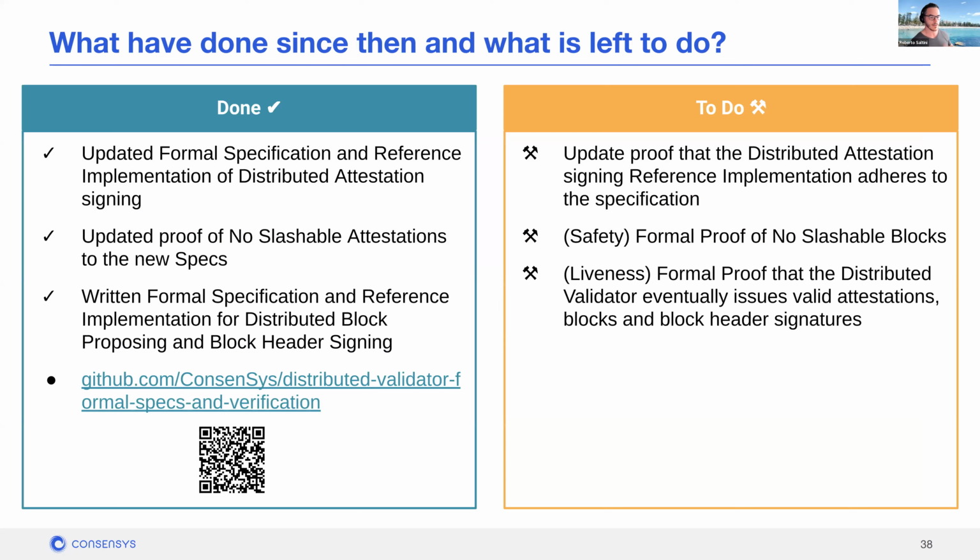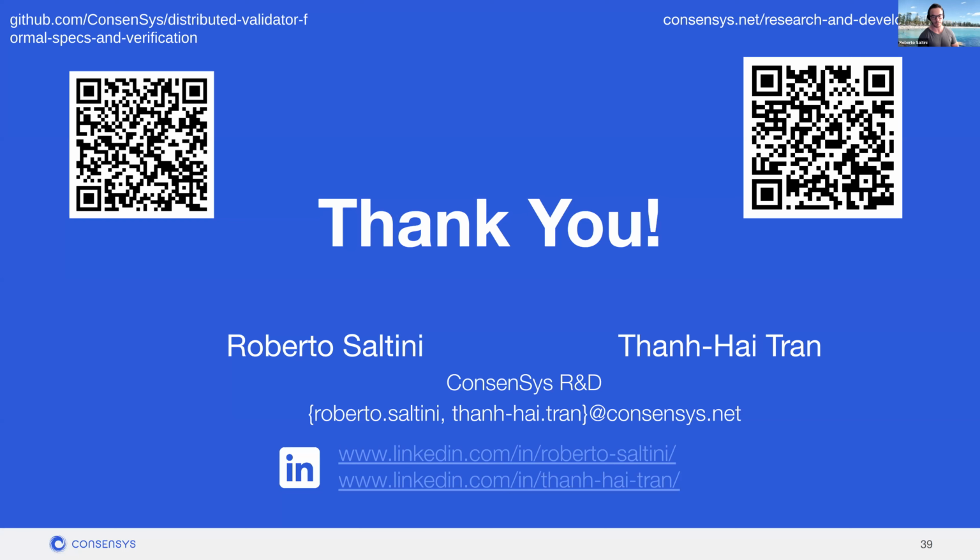So we've updated the formal specification and reference implementation to implement this new protocol. We have updated the proof of non-slashable attestations for the new spec. We've also written the formal specification and reference implementation for the part about signing blocks. What is left to do is to update the proof that the distributed attestation reference implementation adheres to the specification, to do the formal proof for non-slashable blocks, and also to do the proof for liveness. And this is the last one. Thank you.